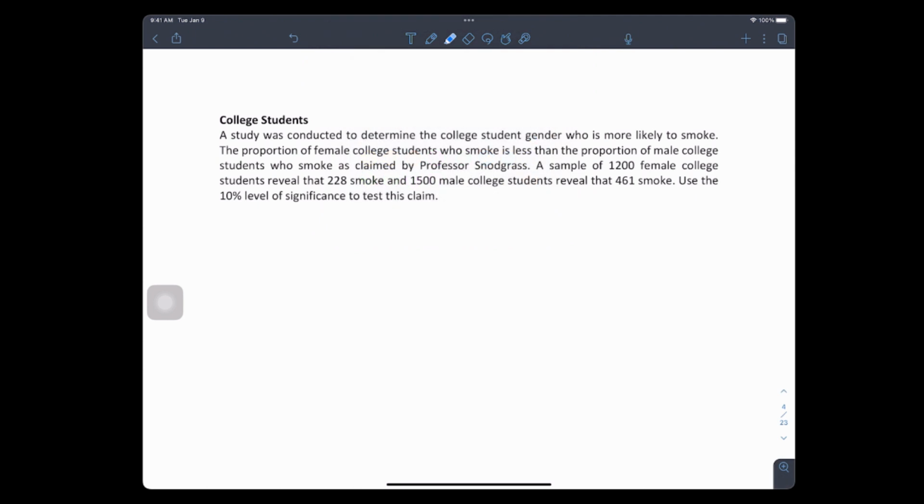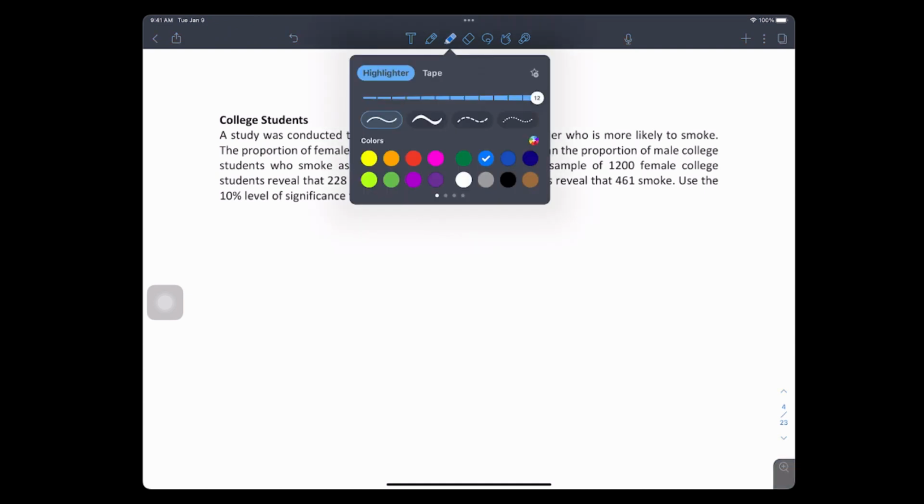Sorry, I'm eating my Starburst. I shouldn't be, but I am. A study was conducted to determine which college student gender was more likely to smoke. Okay. Let's read this.